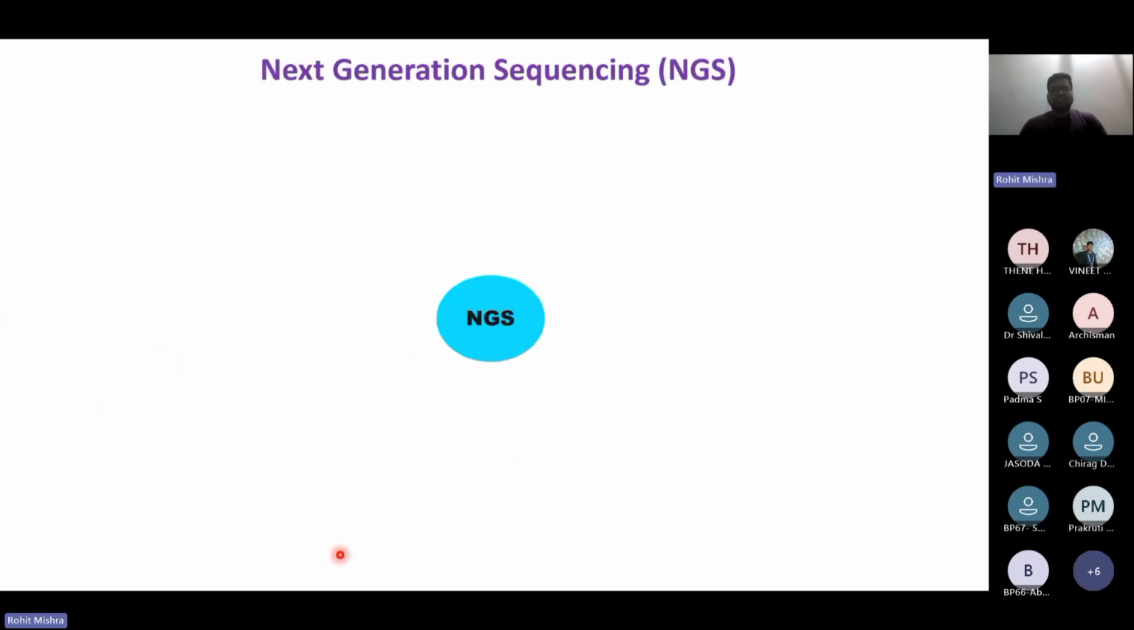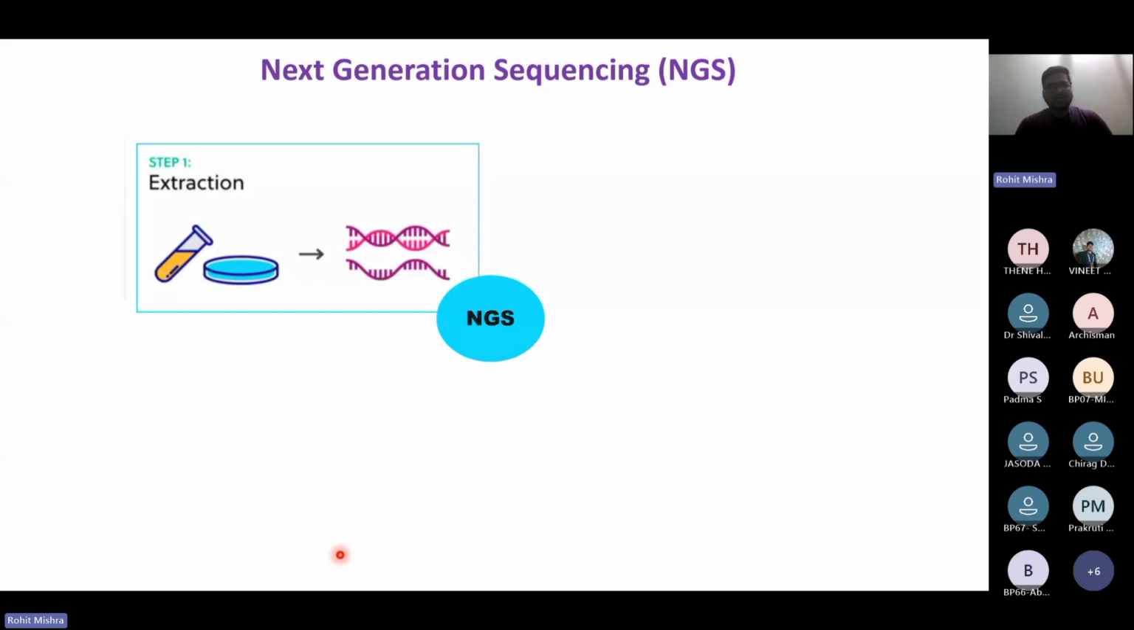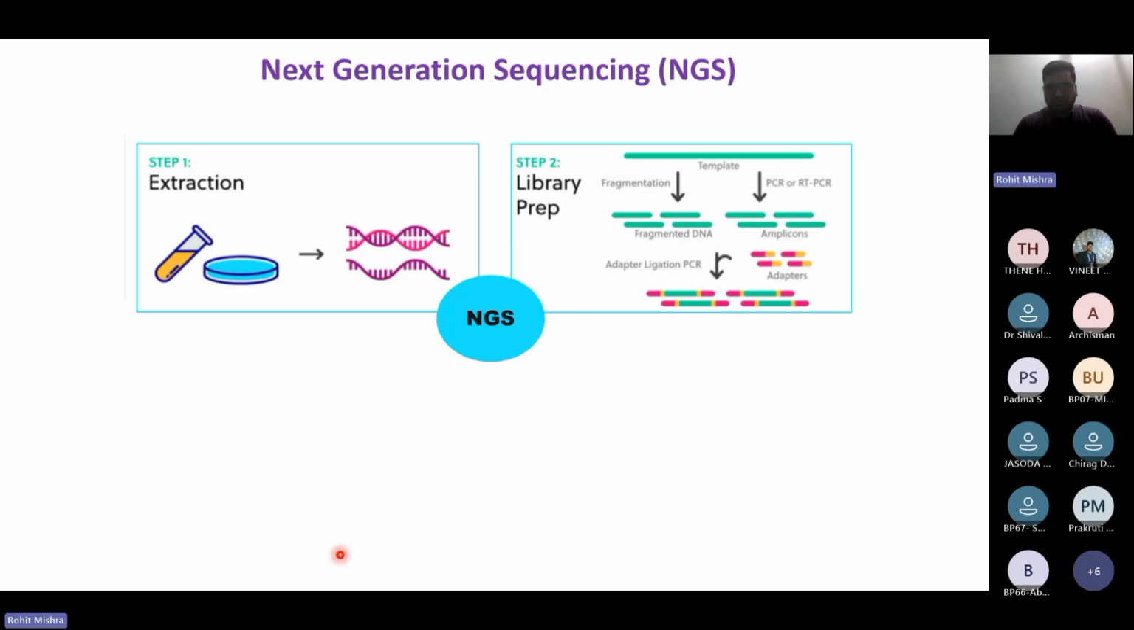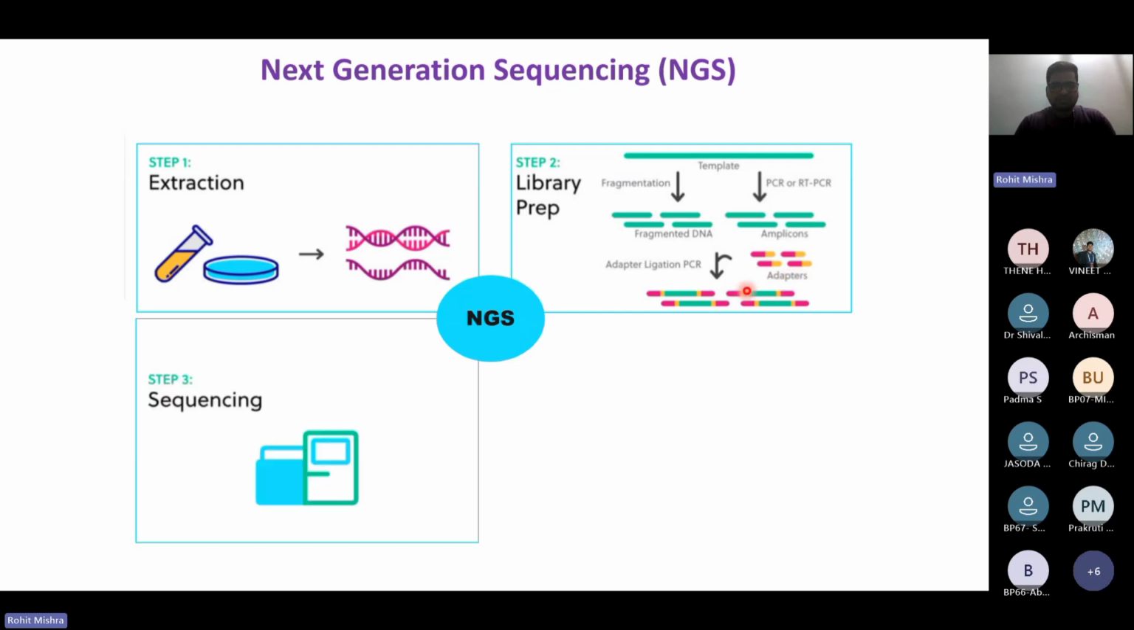Talking about NGS, that is next generation sequencing, it is divided into four parts. The first is extraction. To understand the genome, we need to extract DNA. Once DNA is extracted, we go to the second step, library preparation, where the template, which is DNA, is fragmented into different lengths, and certain adapters are ligated to it. This goes to the third step, sequencing, where a sequencer machine is present and the ligated fragments are provided to it.